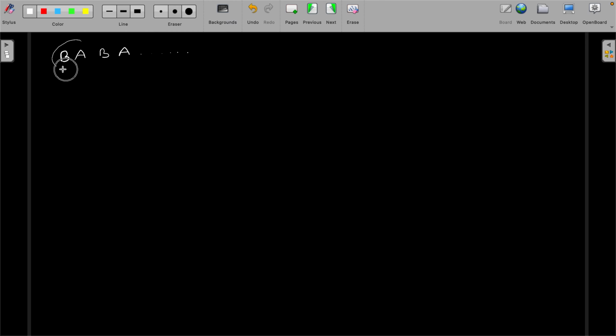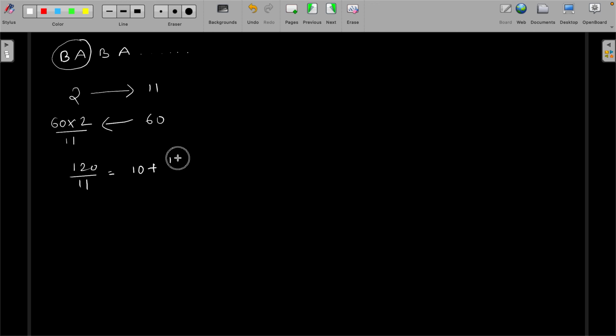Here also in 2 days the work done will be 11 units. The total work is 60 units. So the number of days it will take to complete 60 units of work will be 60 into 2 by 11, which is 120 by 11, which is equal to 10 plus 10 by 11. So the answer will be 10 days plus some days to complete the work. Now in 10 days the work completed will be 55 units.